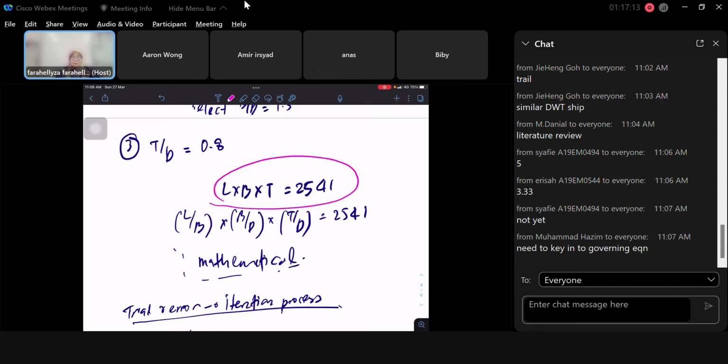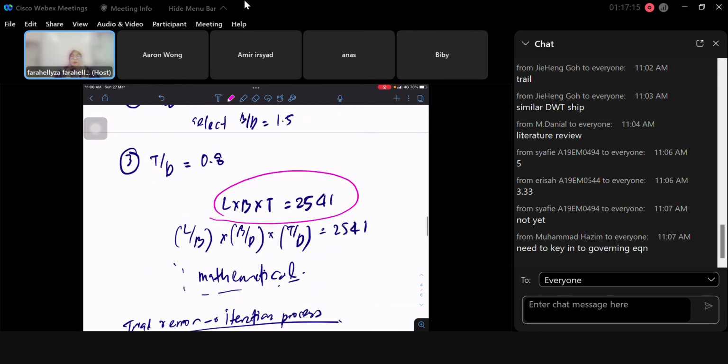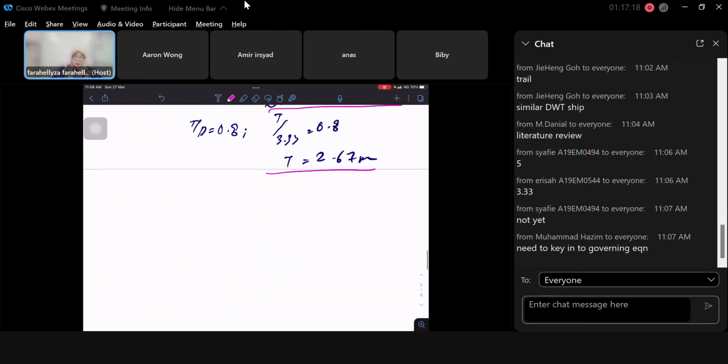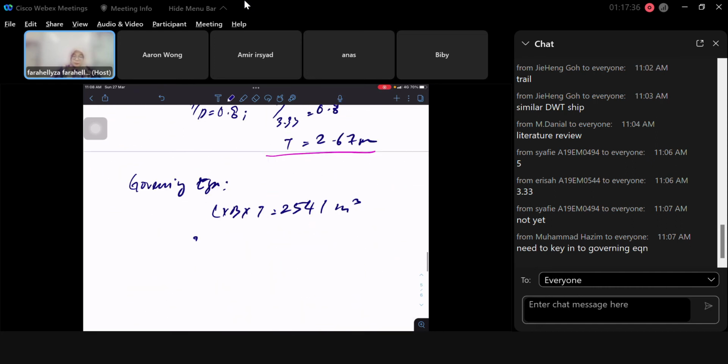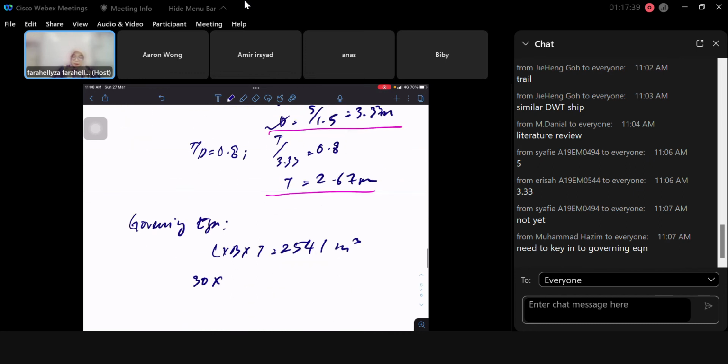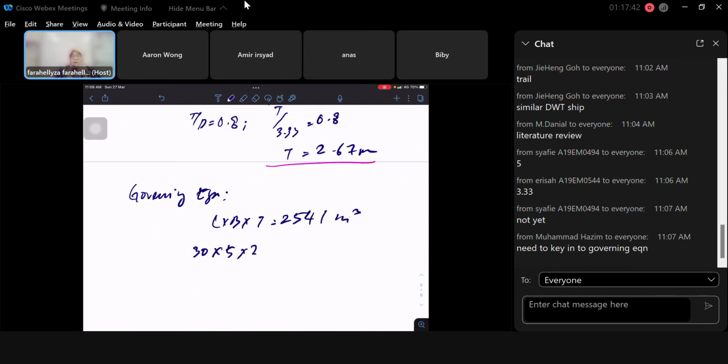So L times B times T equals 2541. So this governing equation, I write it back: L times B times T equals 2541 meter cube, yeah, units. So you have your L just now, which is 30. So 30 times breadth 5, and then your depth is 2.67. Okay, right? So do you get this value of 2541 or not? What is the value?